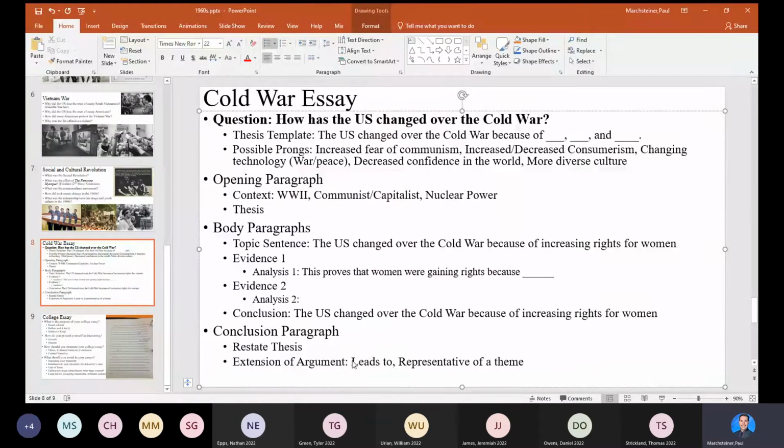The easy way to say, hey, I proved my thesis about how the U.S. has changed, and that leads to our modern world looking the way it does. Or it represents how we've tried to do a better job of becoming equal over our history. Those are good extensions of your argument. You've proven your argument. Extension is going one step further if possible.